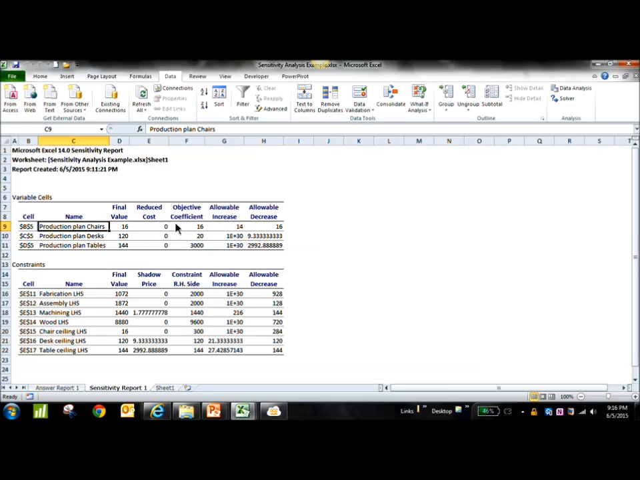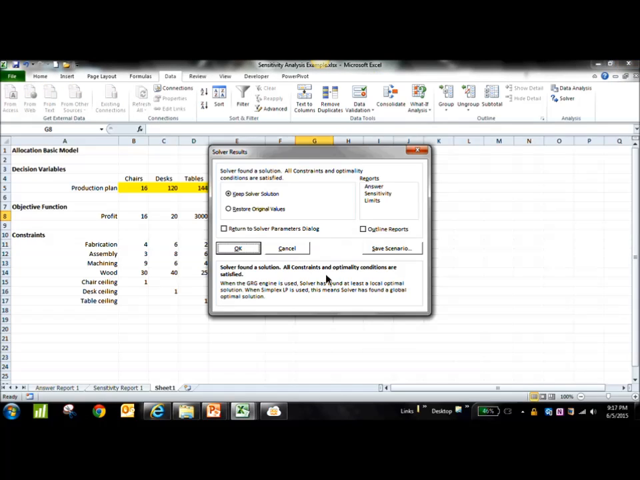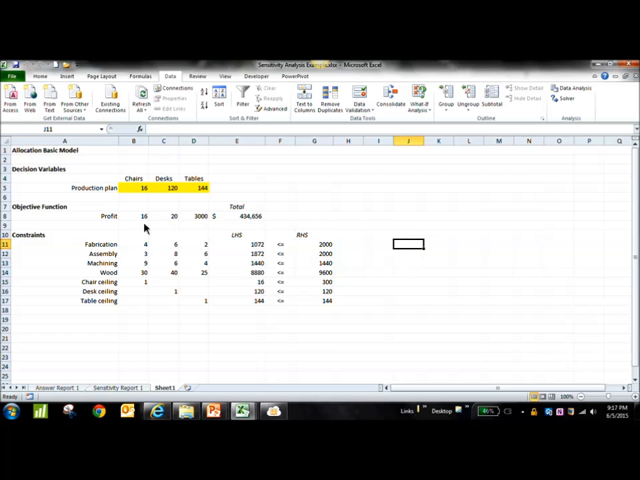Like, for example, let's take one at a time. For the production plan of chairs, a $16 profit can vary, or it can increase by $14 or decrease by $16, and will not change the production plan. It will not change this. Let me put the numbers back where they were before. 1440. Let me just make sure that everything is back. Let me just rerun this, get things back to normal, and then we can look at it.